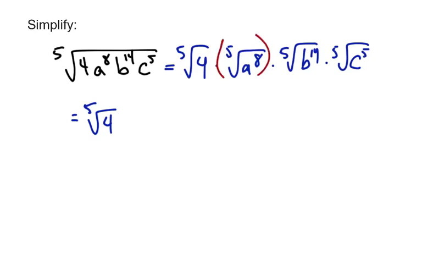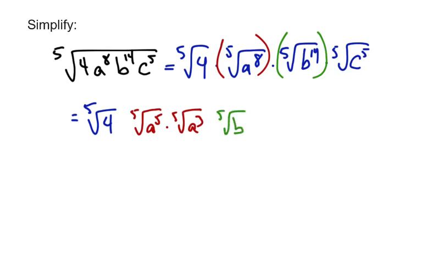But now when we look at a to the eighth, the fifth root of a to the eighth, that's going to be the fifth root of a to the fifth times the fifth root of a to the third. For our b's, that's going to be the fifth root of b to the fifth times the fifth root of b to the fifth times the fifth root of b to the fourth. Because 5 plus 5 plus 4 makes 14. And then lastly, I'm going to keep that fifth root of c to the fifth right there.